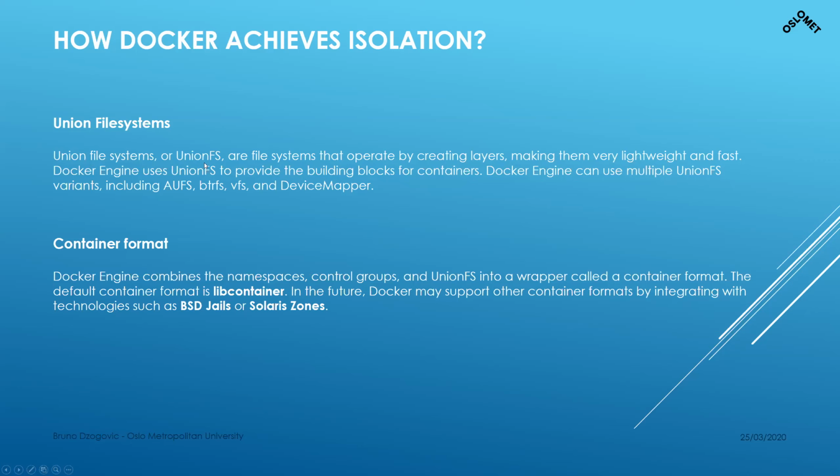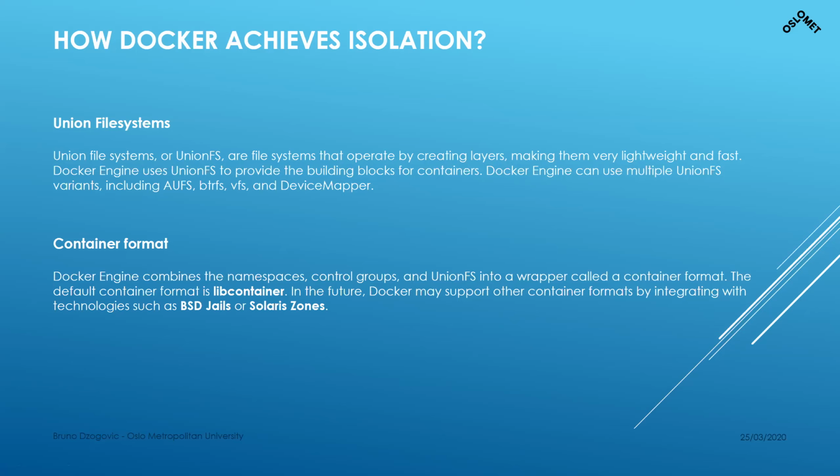Then you have union file systems. Union FS are file systems that operate by creating layers, very fast and lightweight. We'll see how this works later in practice. There are a lot of file systems you can use. These are just some: you can use AUFS, BTRFS, VFS, device mapper, but it's not limited to that. We will talk after your project too about Ceph and CephFS. I will show you how to use that with Docker and Kubernetes. It's not the simplest one to use, but I think it's one of the most powerful ones because of its clustering potential, working with object stores, etc. So we'll talk about that when the time comes.